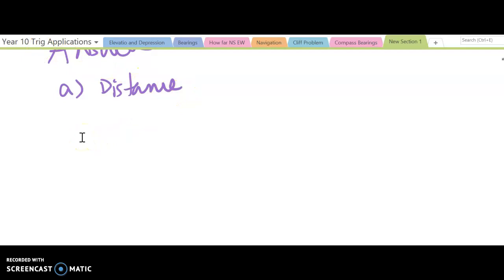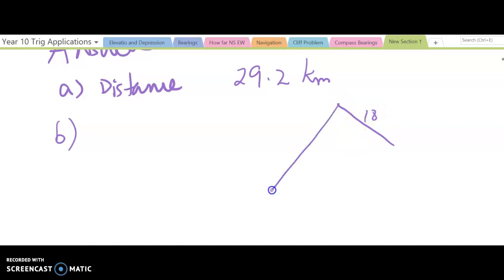So the first one is the distance. Clearly, you'd use Pythagoras' theorem for that, and you should have got, to one decimal place, 29.2 kilometers. I wouldn't give you any more accuracy. And the bearing. Now, if I drew it a little bit more precisely, I should have drawn it looking something like this. Remember, the first journey was only about 18 kilometers. The second journey was much longer. It was 23. So it should have been well below. As you can see, that's the direction that we're looking for.